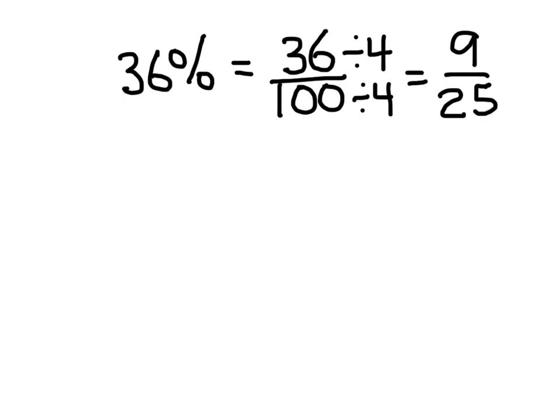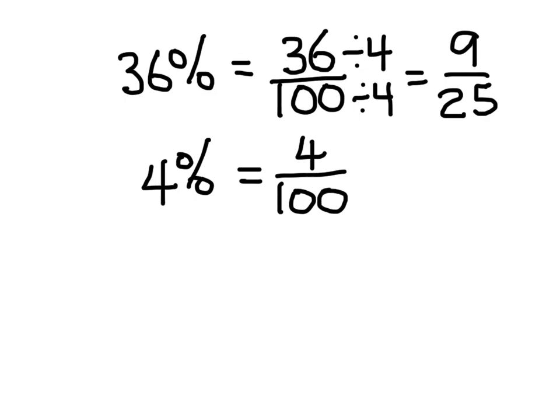Okay, let's try another one. How about 4%? Okay, again, let's start by writing it as a fraction using the definition of percent. So 4 over 100, and we can divide by 4 again. So this will reduce to 1/25.